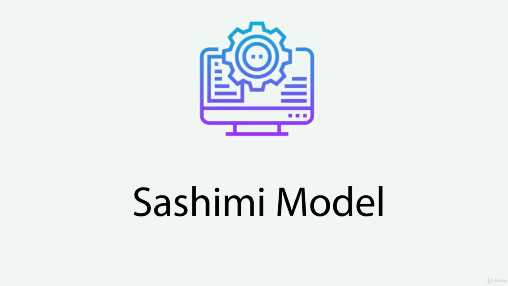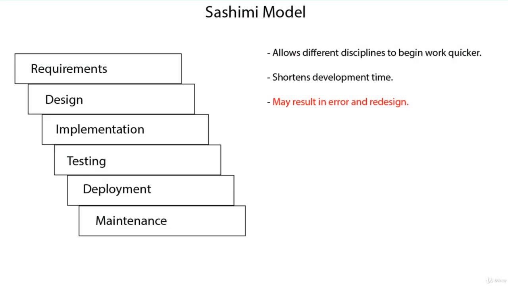The next model we want to talk about is the Sashimi model. And this model was built off of an idea that maybe we didn't think about at first, but when you think about it, it's very practical. And that is that in each one of these phases, we don't necessarily have the exact same engineers.